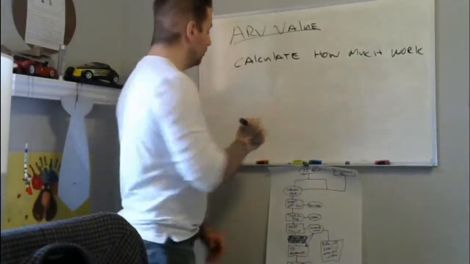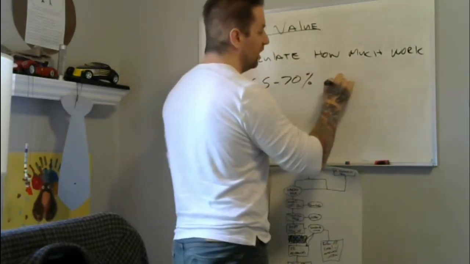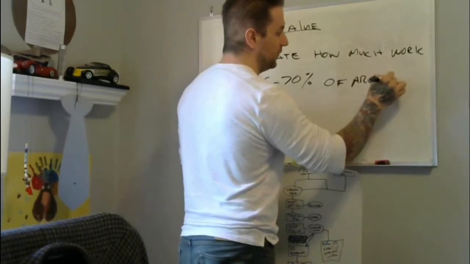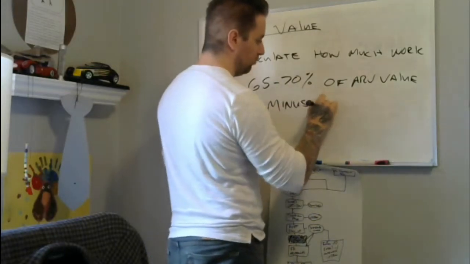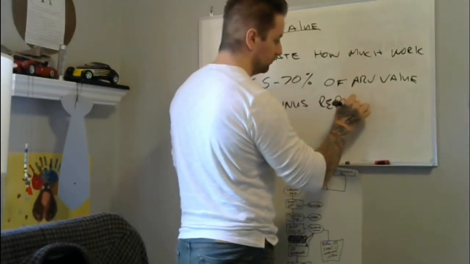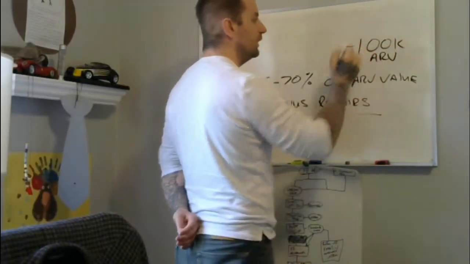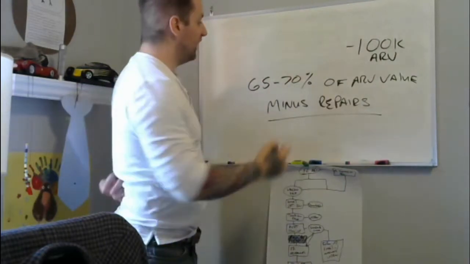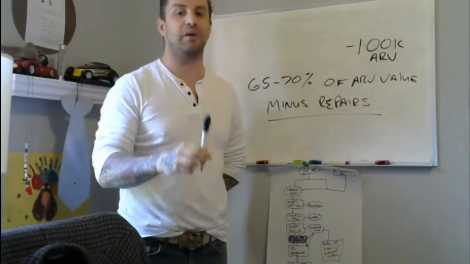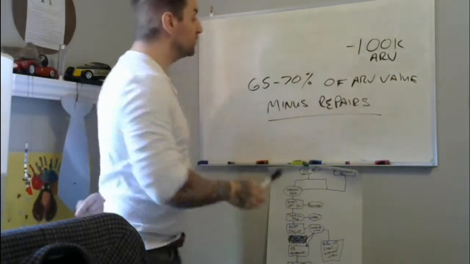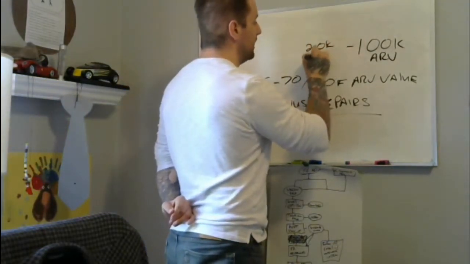Investors typically will pay 65 to 70% of ARV value minus repairs. Say a $100,000 ARV. Okay? So we know an investor is going to pay between $65,000 and $70,000 for that property, but you got to back out the repairs. So let's say that property has $20,000 of repairs. Okay?